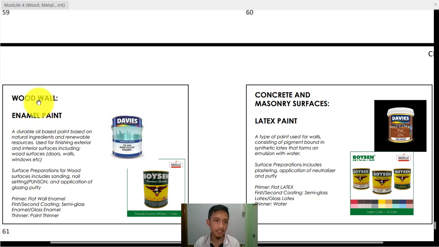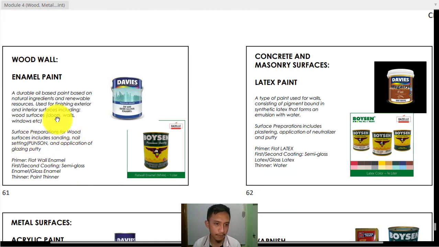And then these are now the types. If we are using this paint on a wood wall, we should be using an enamel paint. You can read this one. These are the contents of that, and here we have the preparation, or the purpose. As you can see, we should have a primer, first coating or second coating, enamel gloss, or gloss enamel. That is the type that we will be using.